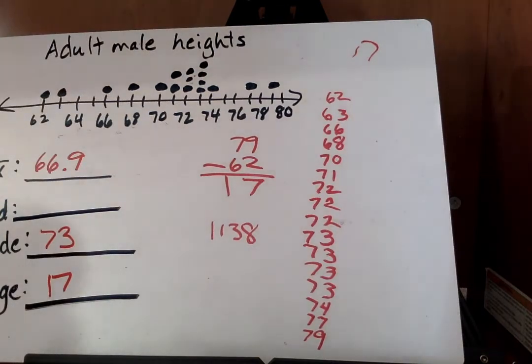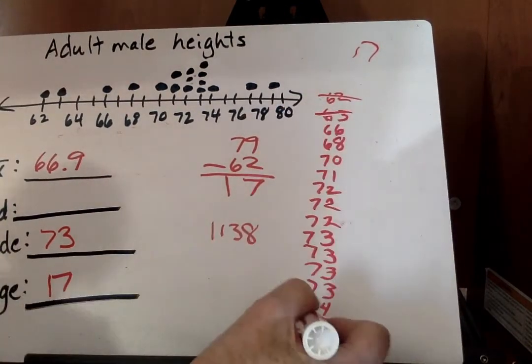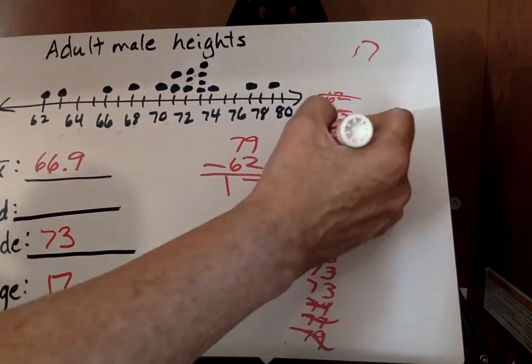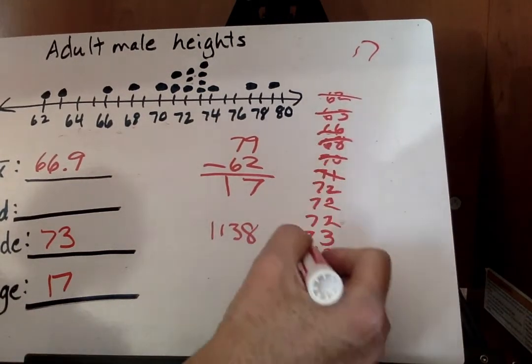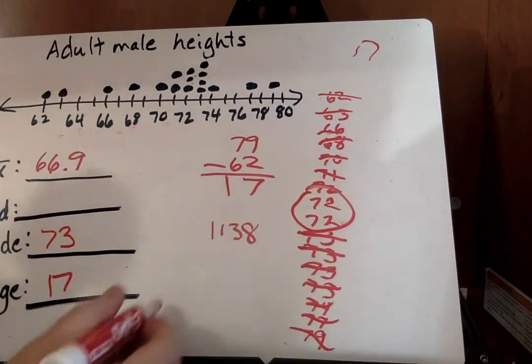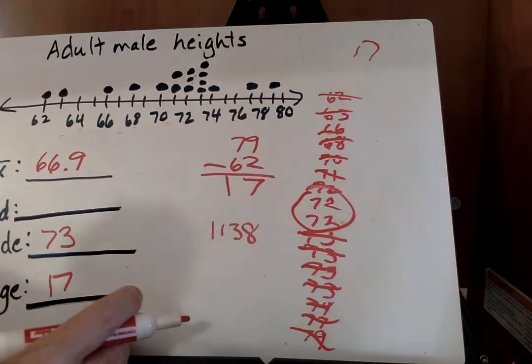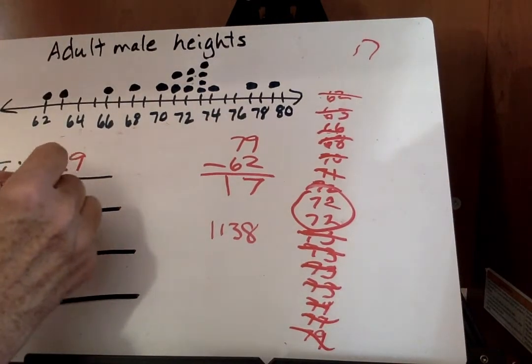Okay. Now we're going to go ahead and figure out the median. So we're going to take the top and the bottom number and just alternate back and forth till we get to our middle. What if there are 2 in the middle? We add them together and divide by 2. But either way, the median is going to be 72.